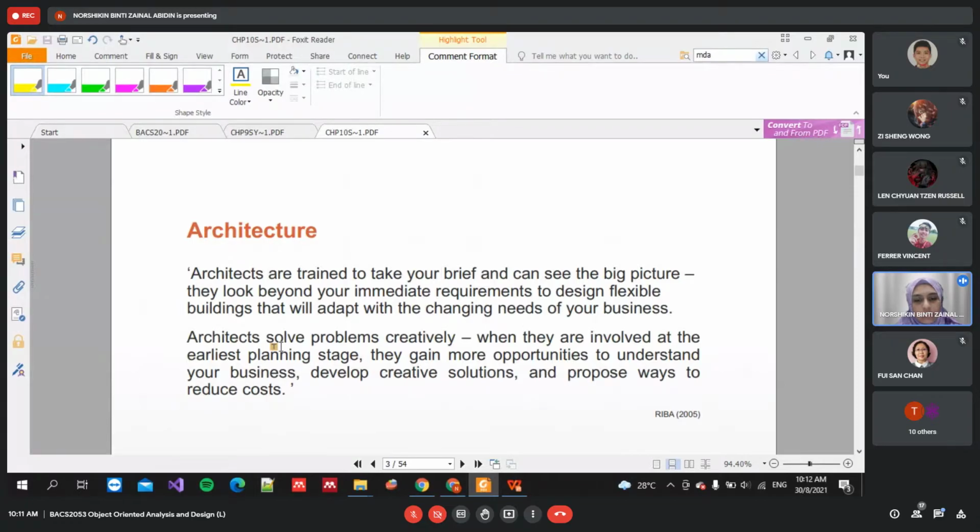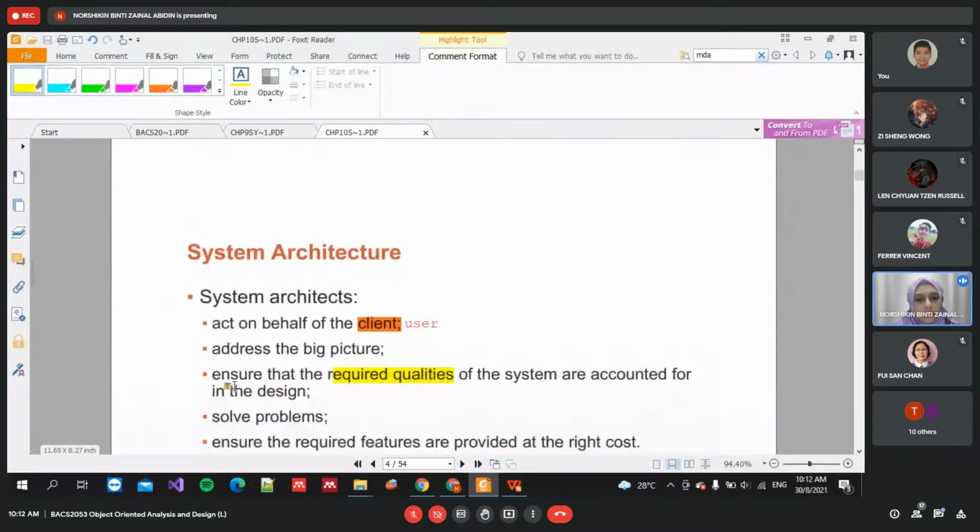Here, architects solve problems creatively when they are involved at the earliest planning stage. Usually they are involved in the planning and analysis stage of our SDLC. They gain more opportunities to understand your business, develop creative solutions, and propose ways to reduce cost. This is why we need software architecture at the earliest stage of our SDLC.